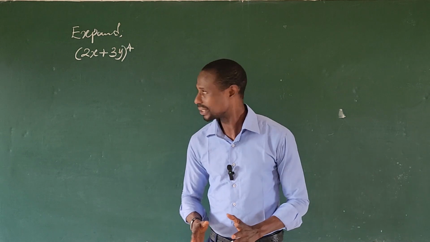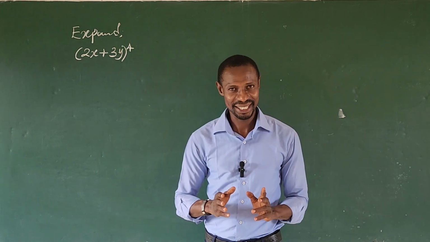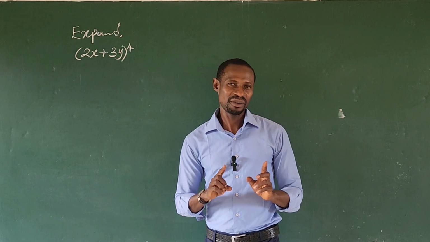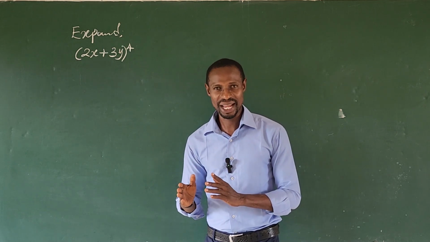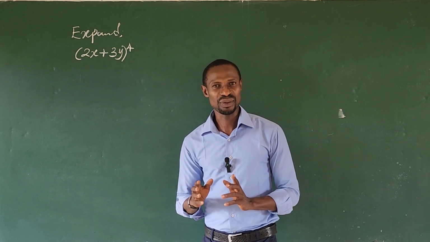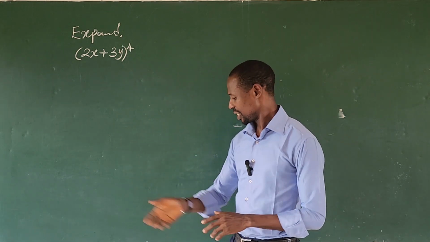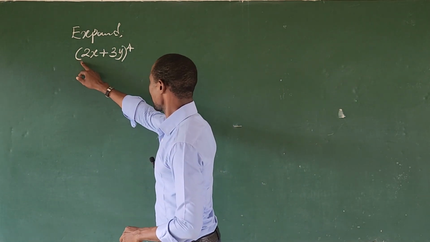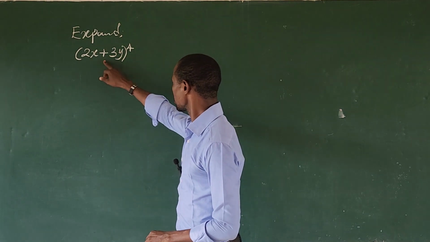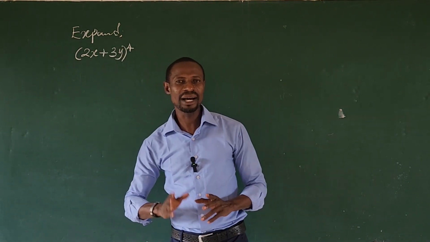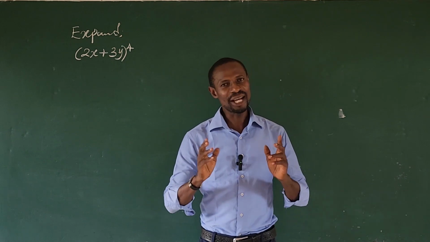It's on expansion. The question is easy, but let's look at this together because we want to look at the binomial theorem and also the Pascal triangle in solving this kind of challenge. So the question reads: open bracket 2x plus 3y close bracket to the power of 4. So we have to expand this. So how do we expand this?